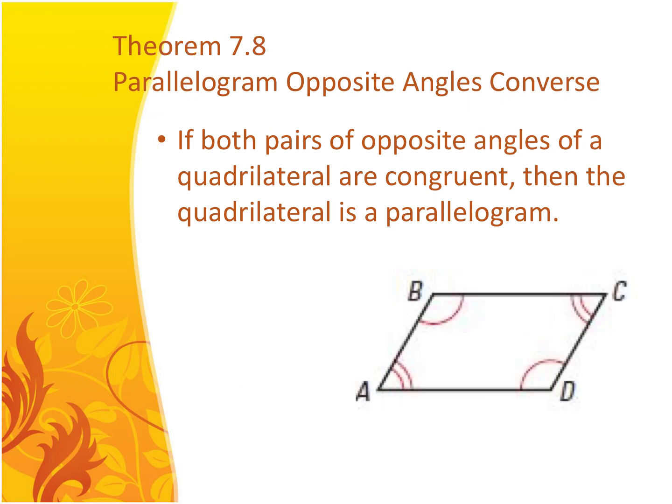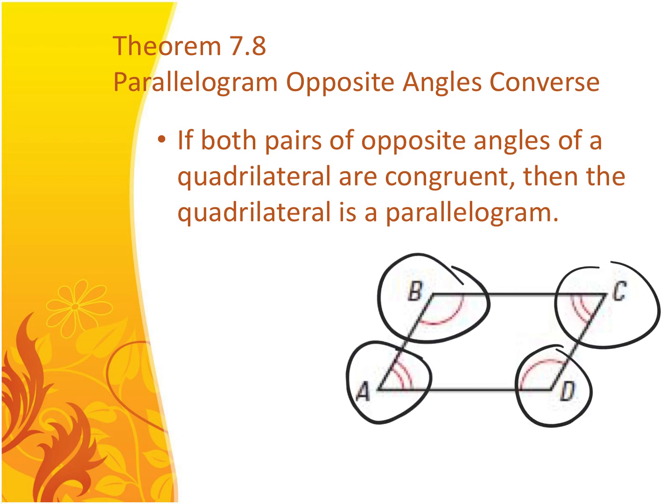The next theorem that we have is opposite angles converse for parallelograms. It says if both pairs of opposite angles of a quadrilateral are congruent, then the quadrilateral is a parallelogram. Again, 2 pairs of congruence marks on the angles showing that we have opposite angles are congruent. B and D are congruent, and A and C are congruent. Any questions on the first 2 theorems so far?